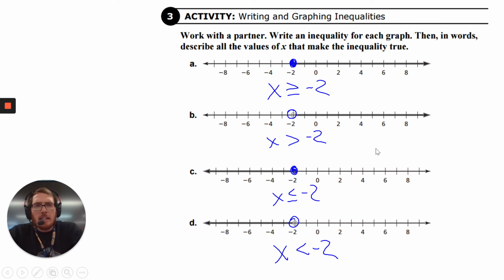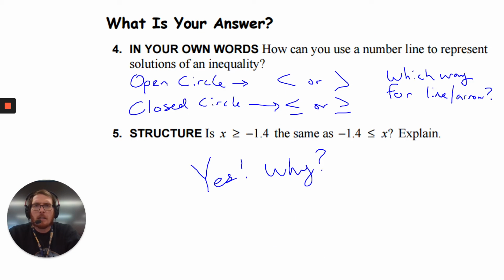Okay, so here's the main idea. Greater than or equal to, filled in circle, arrow to the right. Greater than, open circle, going to the right. Less than or equal to, closed circle, going to the left. Just less than, open circle, going to the left. Notice all 4 of these locations have the same barrier limit of negative 2. It's filled in or open circle, and which way do you get the arrow going? That's most important to be successful on these questions.